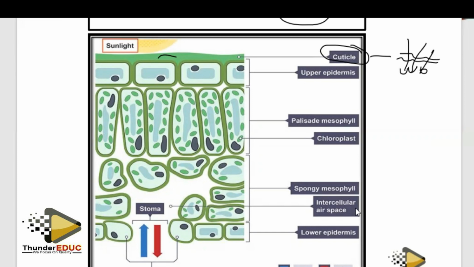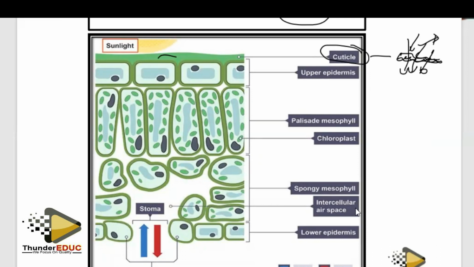Imagine that this cuticle was thick, and when light comes in, it bounces back. It means that the cells inside the leaf wouldn't do the job. Therefore, for the cells to receive the light from the sun or from any source, they have to be under a transparent cuticle. So the cuticle is transparent so that light can go through.